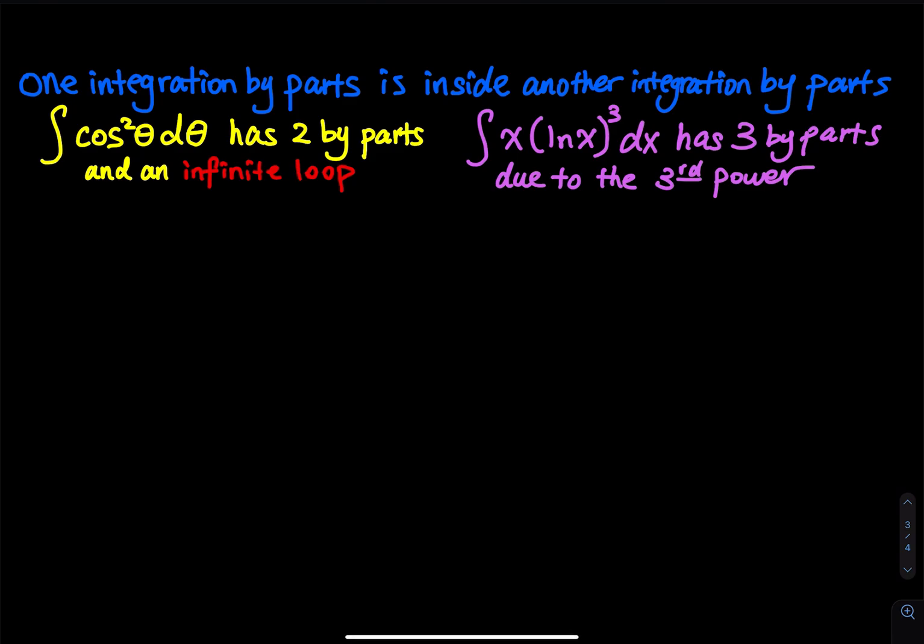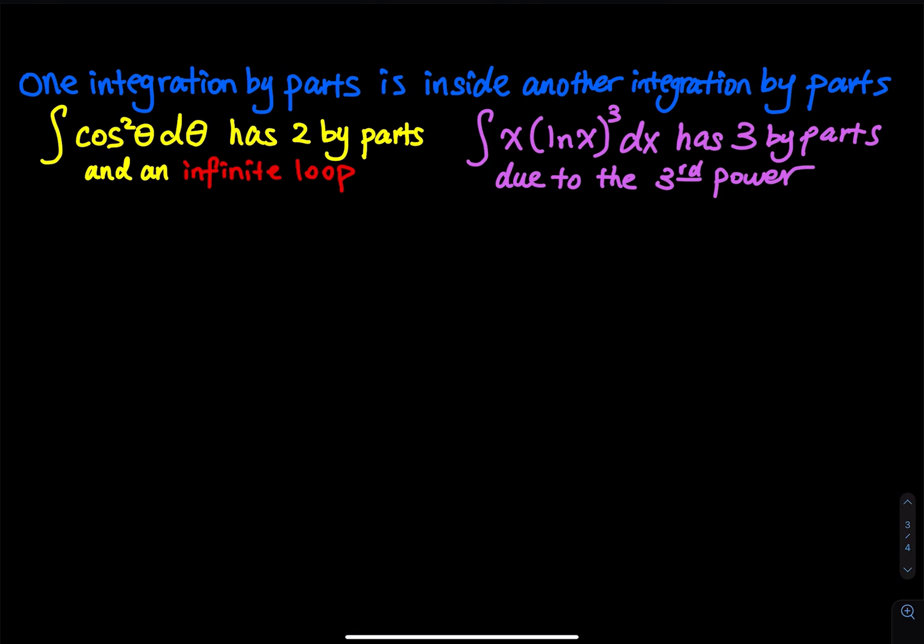The next problem, the integral of x multiplied by ln x, the whole quantity to the third power, dx, has three integration by parts due to this third power. So let's do this problem. The first one, let's do the cosine.